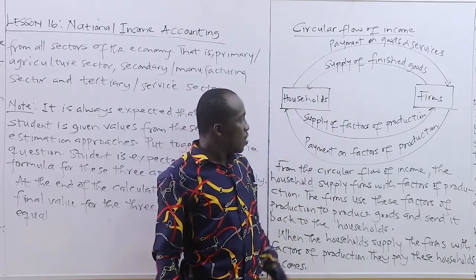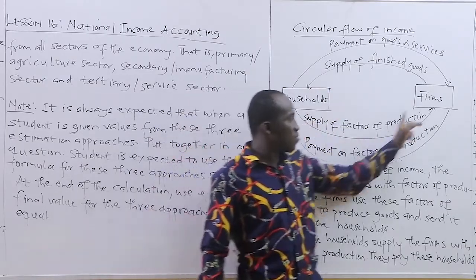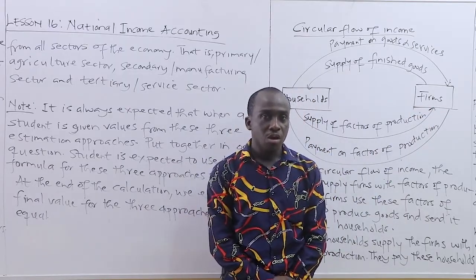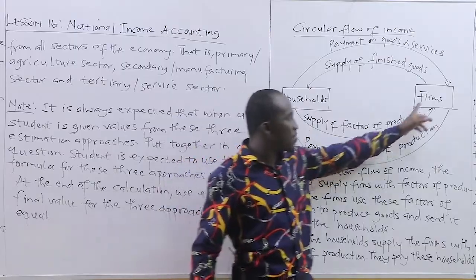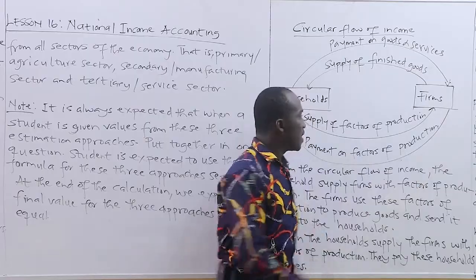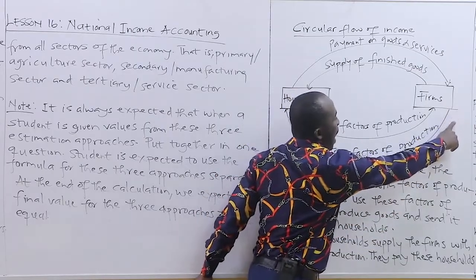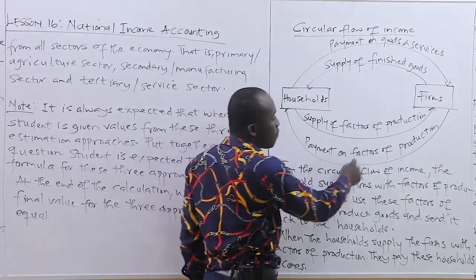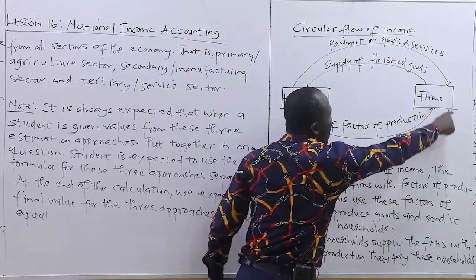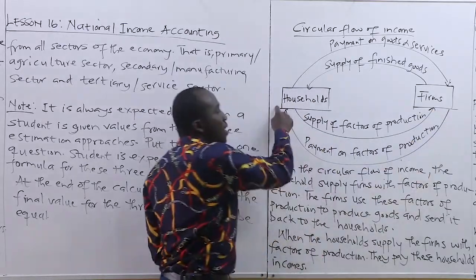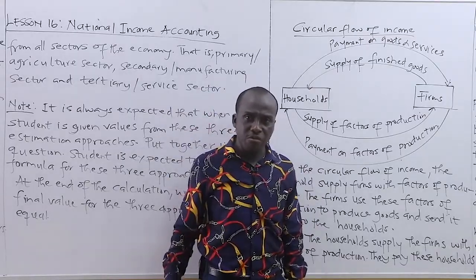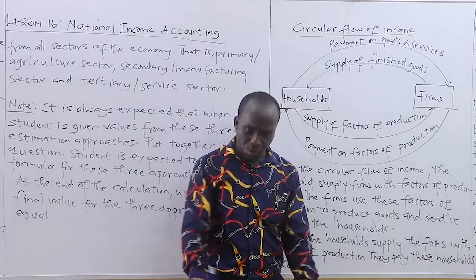What do we see? When the households supply the firms with factors of production, is it for free? It's not for free. They pay them. When they supply them with factors of production, the firms pay them. You see the arrow from firms to what? Household. What? Payment on factors of what? Production. So the firms are paying them. The arrow moves from the firms to the household. If you go and work for Unilever, will you work there for free? No. They will pay you.